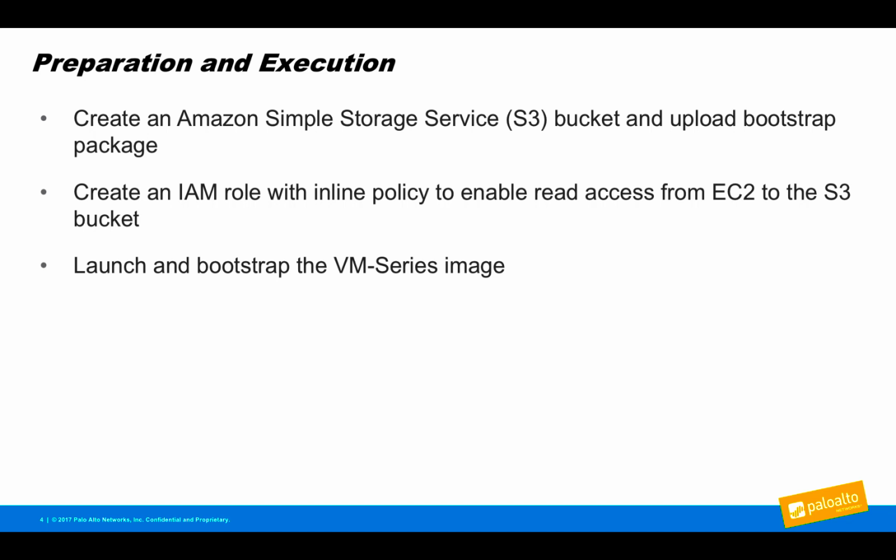Overall, the bootstrapping process in AWS can be divided into three simple steps. As a first step, we will create an AWS S3 bucket and upload the bootstrap package. Once this is finished, we will proceed to step 2 and create an IAM role with an inline policy, which we will be using during step 3, as it will enable read access from EC2 to the S3 bucket that was created in step 1. And lastly, in step 3, we will deploy the firewall.